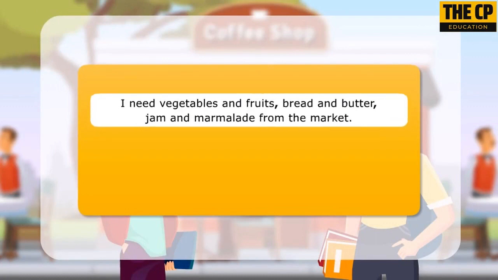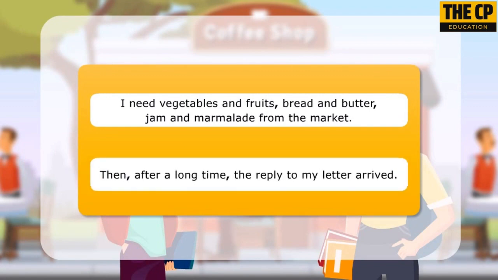I need vegetables and fruits, bread and butter, jam and marmalade from the market. Then, after a long time, the reply to my letter arrived.